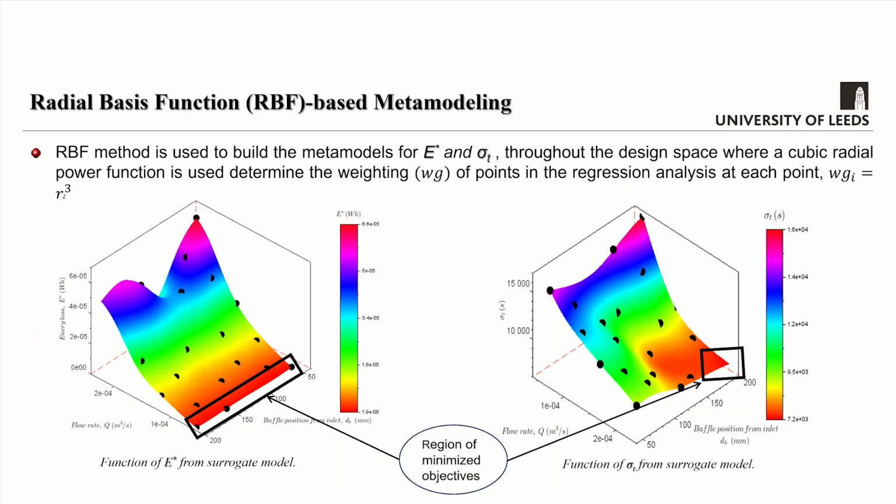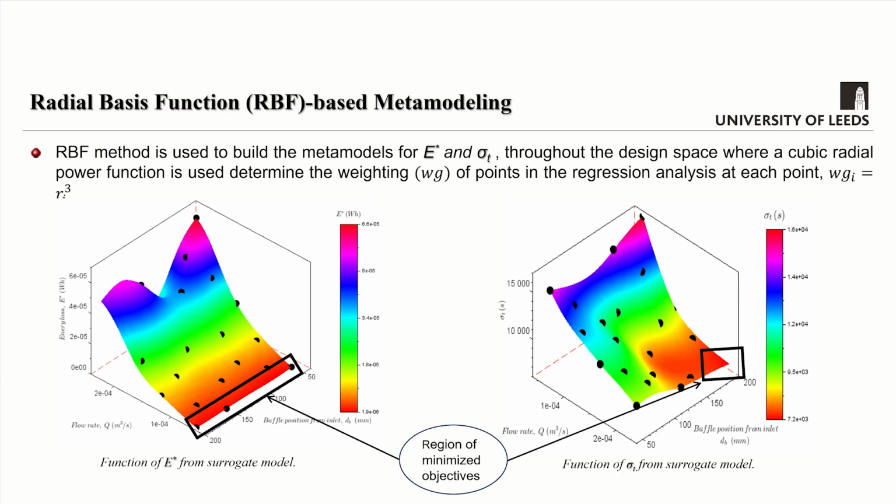So once we do the simulations, we use a multi-objective genetic algorithm. And then in order to represent our meta model, we use radial basis function, especially using cubic. So here, these are the representations for the energy losses. After we perform all 20 simulations, this is a function of the energy losses. And here we have the sigma t.